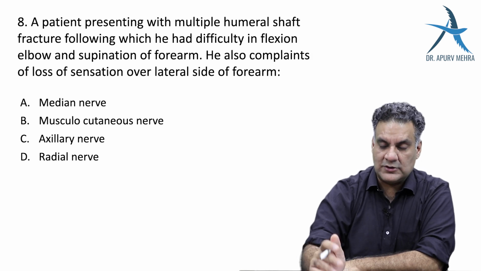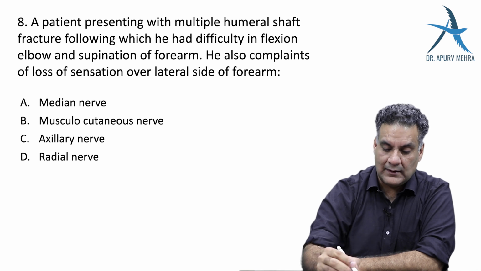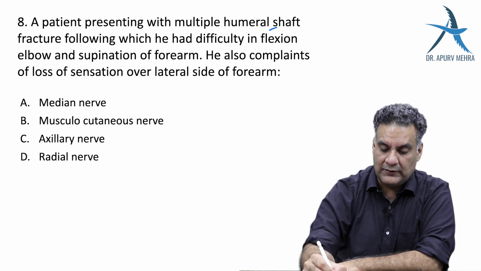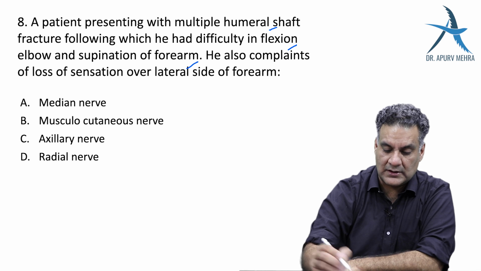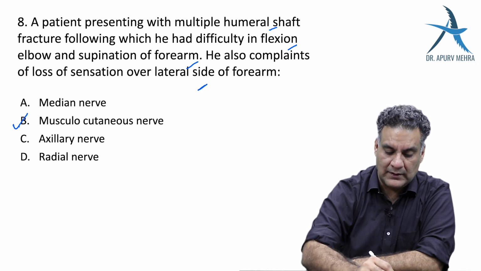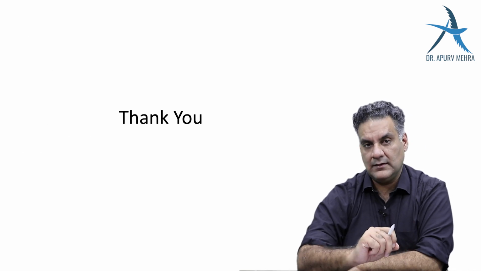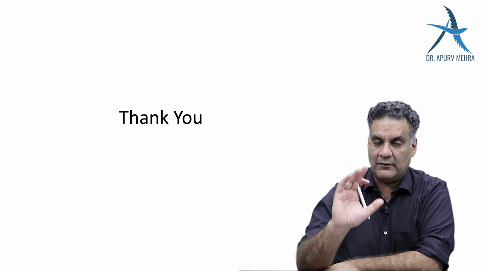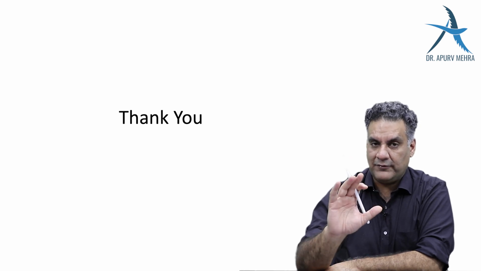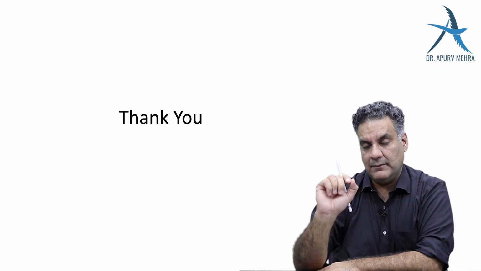And question number 8, the last question, a patient has humerus fracture, difficulty in flexion and supination. He has complaints of loss of sensation on lateral side. So the answer is going to be musculocutaneous. So this is what was NEET 2021. I hope you got 7 out of 8 correct. And if you got the last one correct, you will be in top 100.